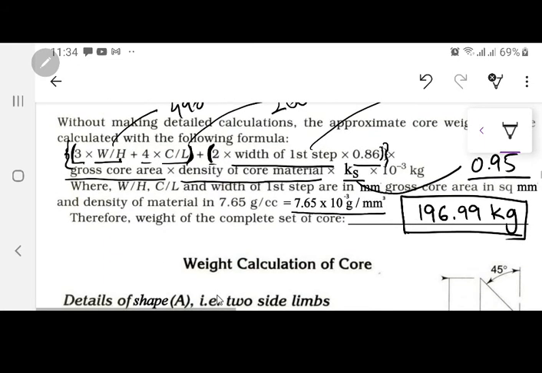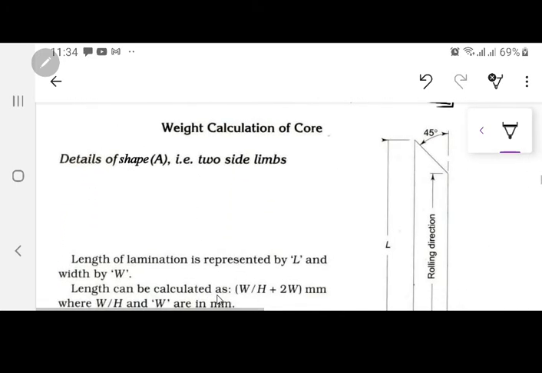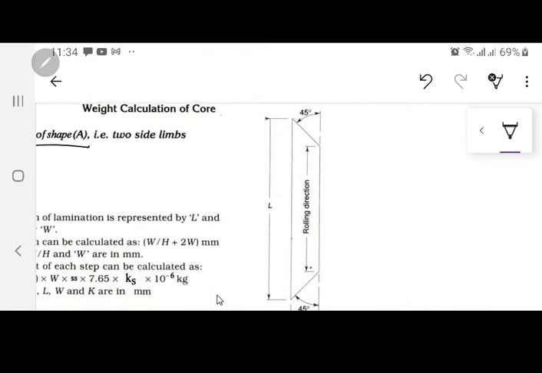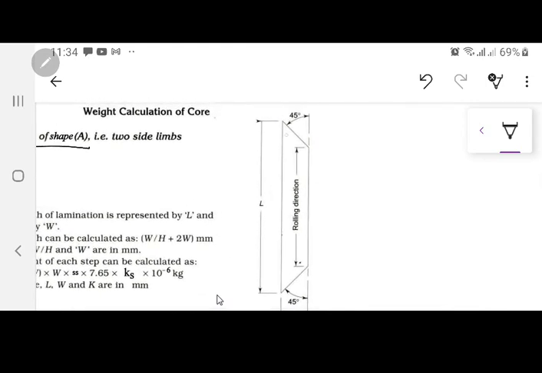Now we will go towards the exact weight calculation, and for that we are going to first of all talk about the shape A. Now what is shape A? If you see closely over here, this is the shape A, and in this shape A you are going to cut this shape, and this distance over here is equal to L, and this is equal to width.